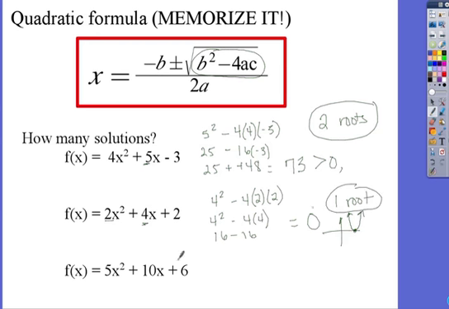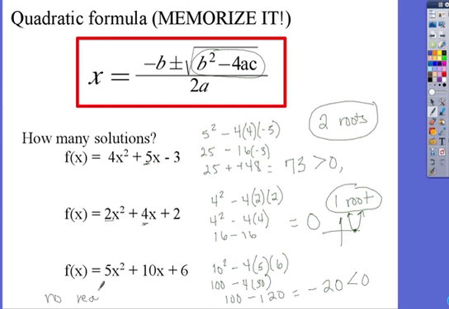Okay? So here, if I plug in b squared, 10 squared minus 4 times a, which is 5, times c, which is 6. 10 squared is 100. 100 minus 4 times 30. 100 minus 120 is negative 20. Well, this is less than 0, so I have no real solutions. Okay, so this graph will not ever cross the x-axis.